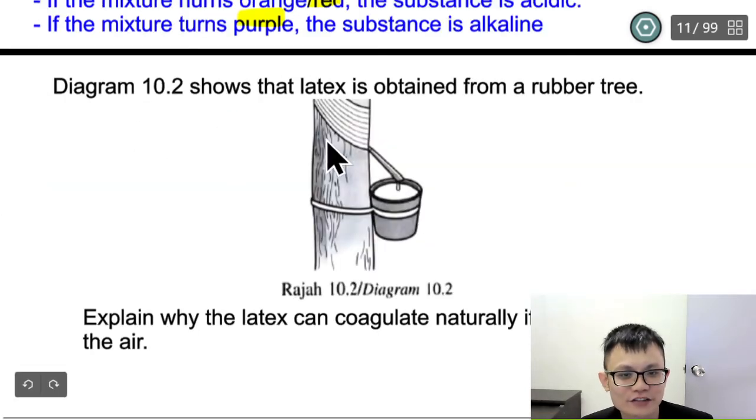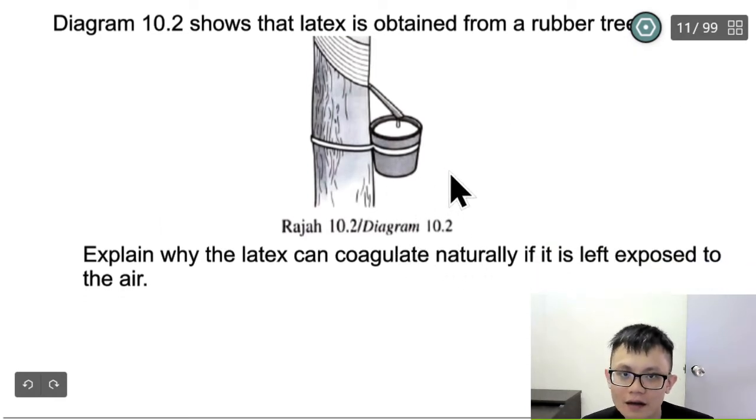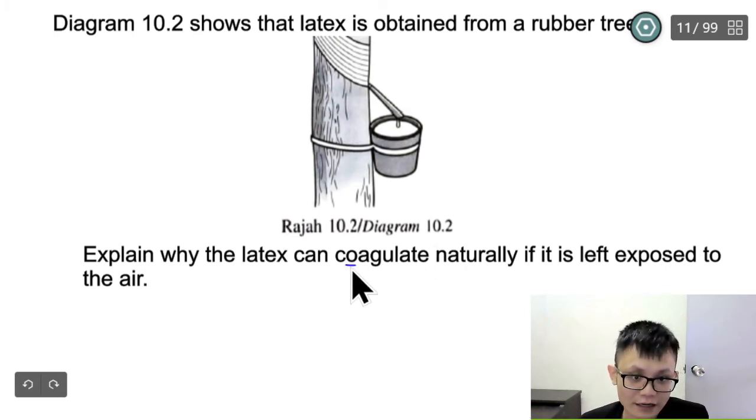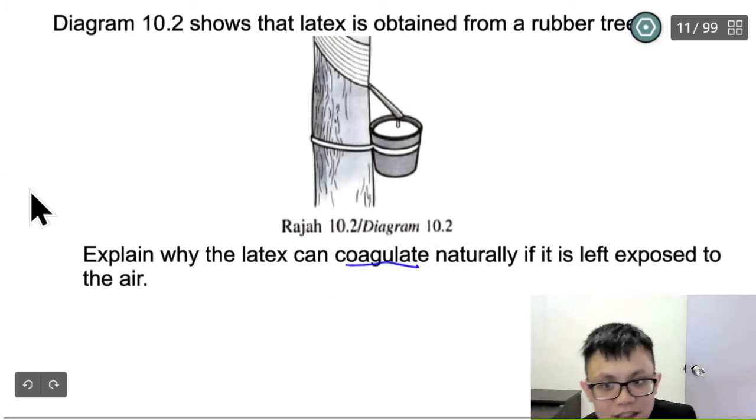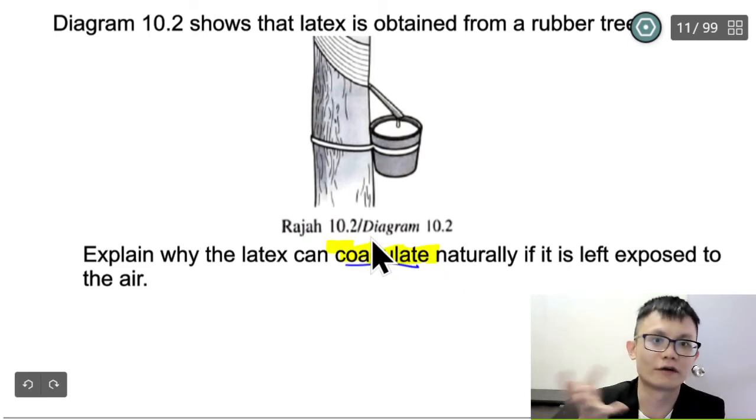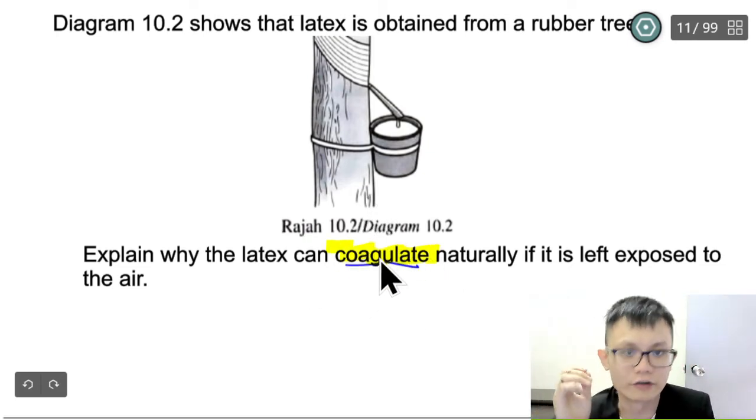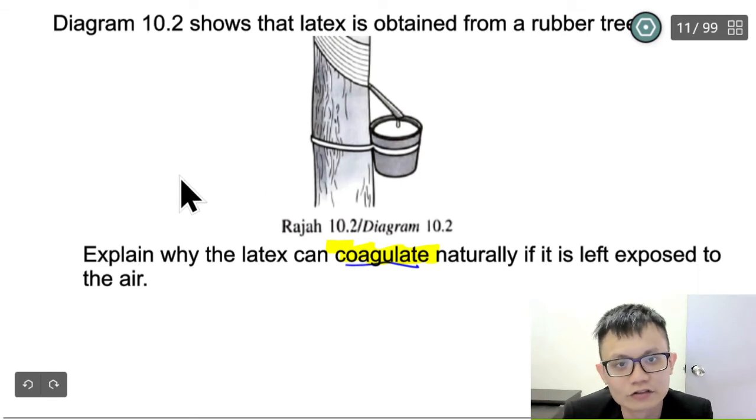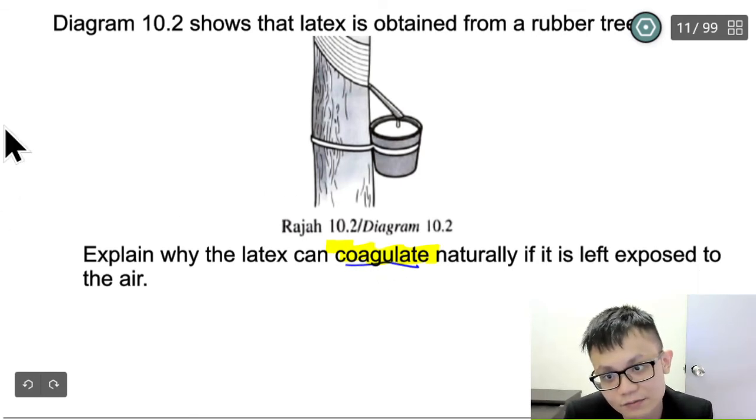Diagram 10.2 shows the latex obtained from the rubber tree. Of course, you still get the rubber. Explain the latex can coagulate naturally when exposed to the air. When you read this one, you need to know what is coagulate. If you don't know what is coagulate, you cannot do it. Coagulate is not Colgate. Coagulate is to become like jelly.